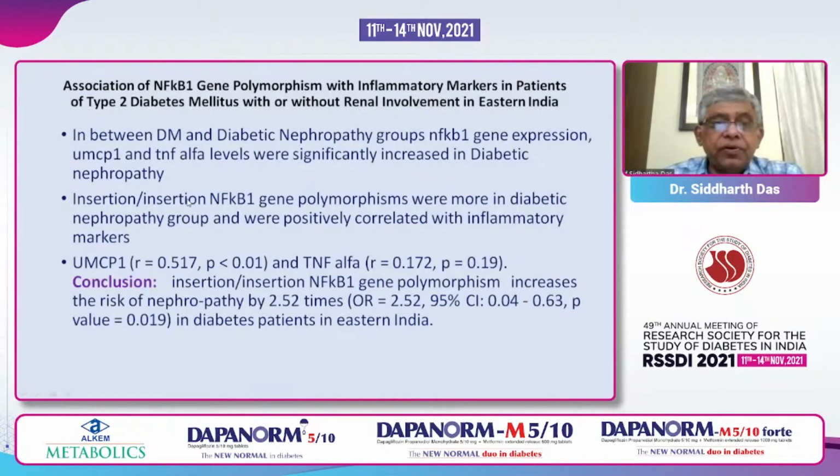So this study showed that in diabetics and diabetic nephropathy groups, nuclear factor kappa B gene expression, urinary monocyte chemotactic protein 1 and TNF alpha levels were significantly increased in diabetic nephropathy. The insertion genotypic polymorphism of the nuclear factor kappa B gene was more common in the diabetic nephropathy group and positively correlated with inflammatory markers, as I have shown in the table. Now, conclusion: insertion genotype polymorphism increases the risk of nephropathy 2.52 times in diabetic patients in Eastern India.